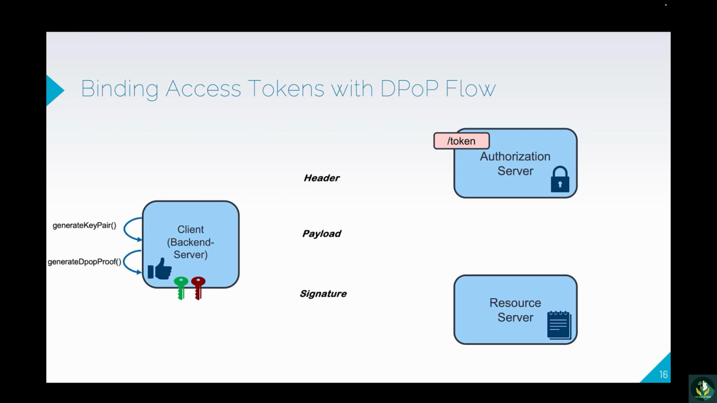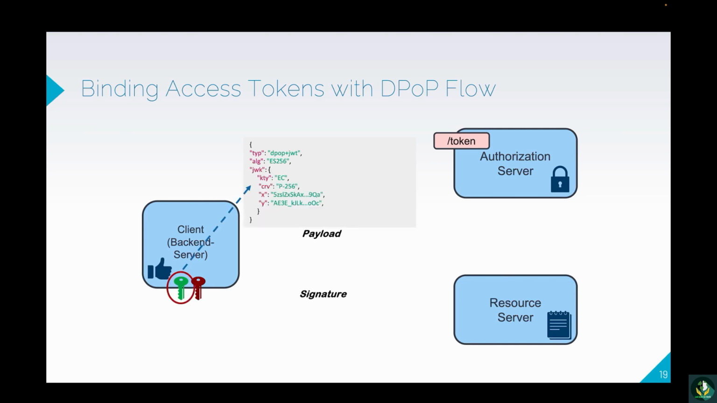The header includes three parameters. Type. This specifies the type of the token, which in this case is DPoP, indicating that it is a DPoP JWT. Algorithm. This indicates the algorithm used to sign the token. Ensure that this algorithm is supported by the authorization server for DPoP tokens. JWK. This contains the public key associated with the private key used to sign the token.